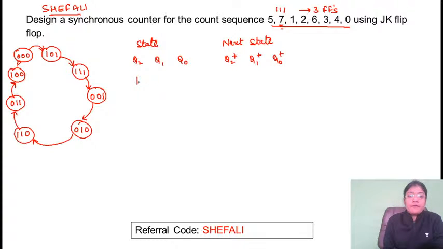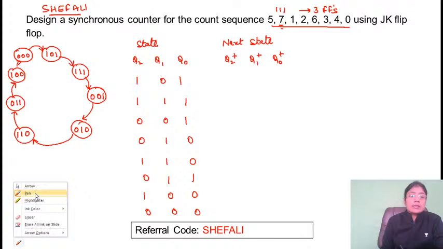First one is 5, 7, 1, 2, 6, 3, 4 and 0. Now determine the next states.